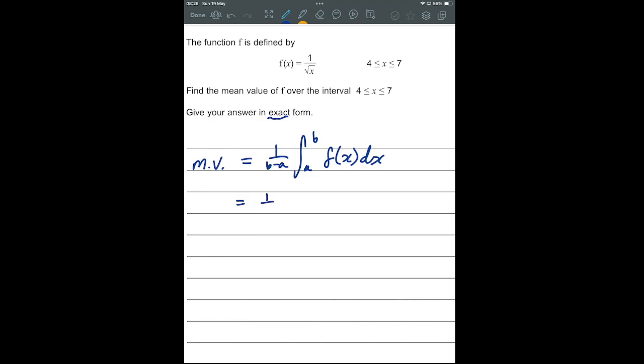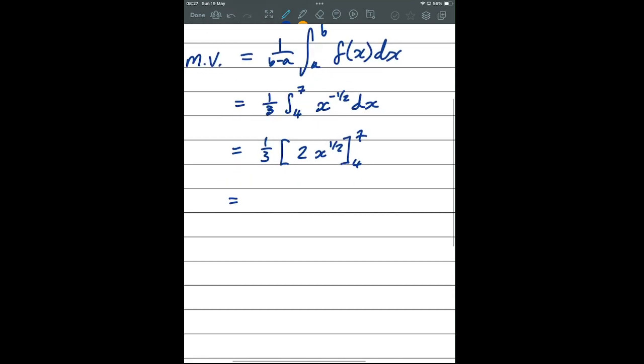B was 7, a was 4, so it's a third of the integral between 7 and 4. I'm going to rewrite the f as x to the negative half. This is an easy integral, so I'm just going to do it by hand. Increase the power by 1, divide by the new power, between 7 and 4. Now I can see why it's going to need exact form, because I'm putting a 7 into a square root. So that's going to be 2 root 7, sub in the 4, minus 4. I could probably leave it like that, but I'm going to put it as 2/3 root 7 minus 4 over 3.